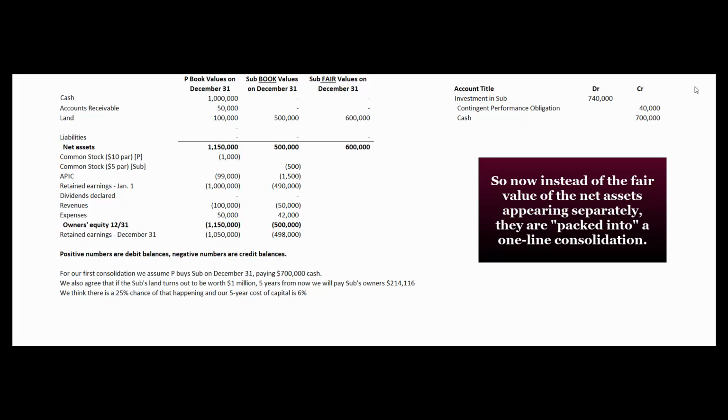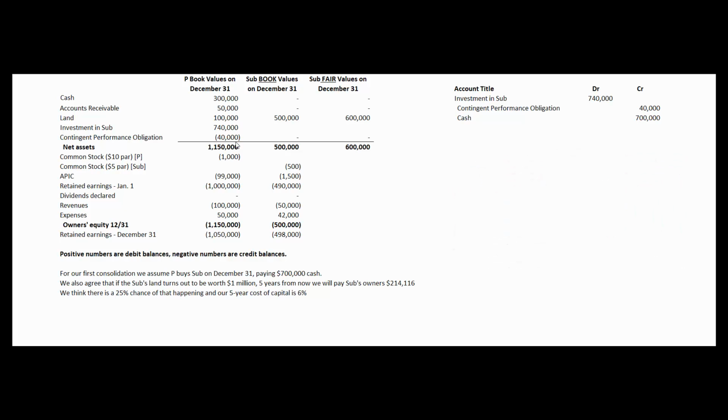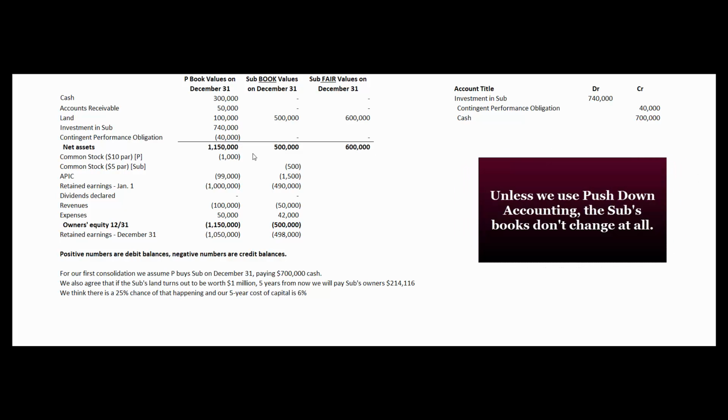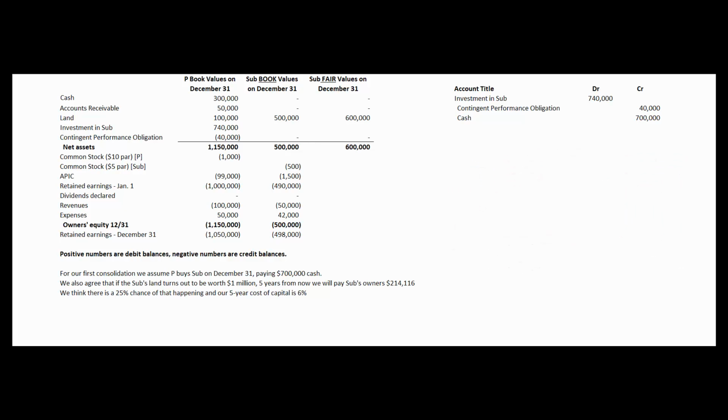So now what does the parent's balance sheet look like? Well, cash is down by $700,000. Land is still on our books for our original book value, but now we have this new asset called investment in sub with a $740,000 balance, and we have this new liability called contingent performance obligation. And here's the important question. What happened to the sub's books? Nothing. Unless we use push-down accounting, nothing happens to the sub's books. They're going to stay in business and keep their book values just like they always did.